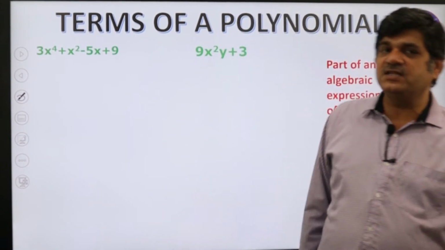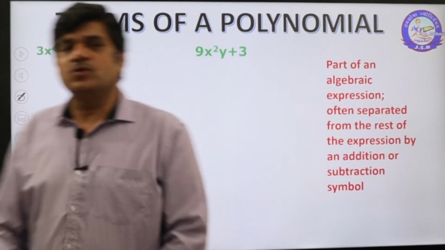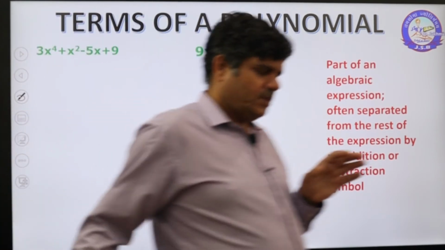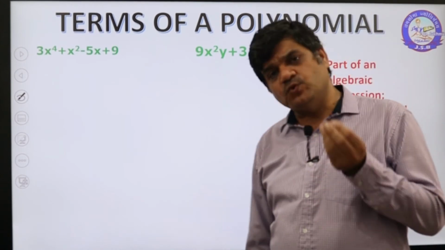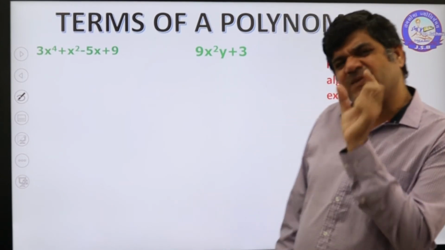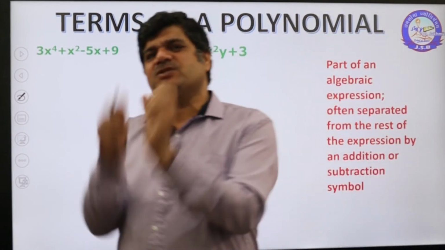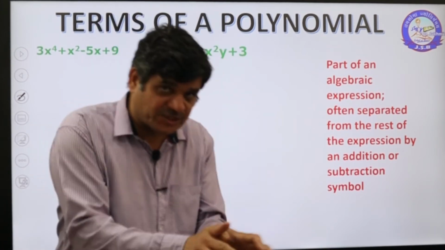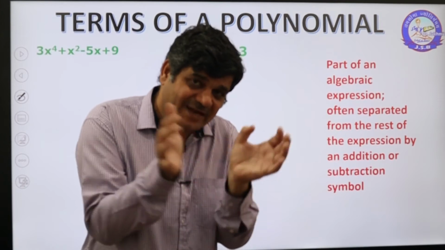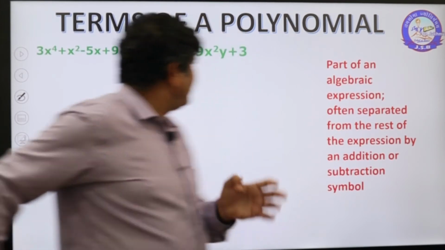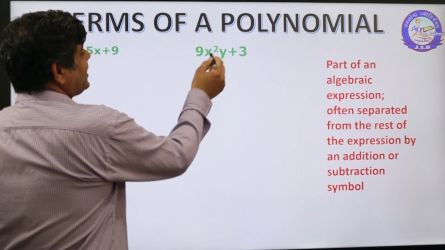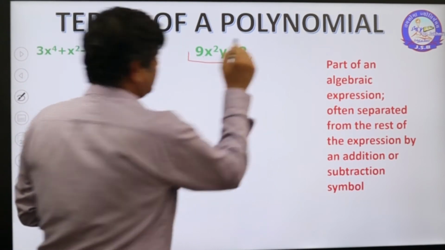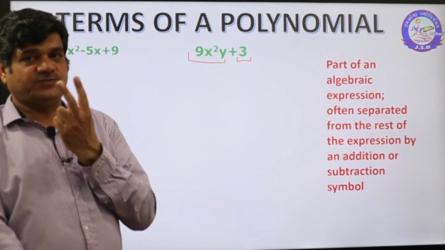Now, after understanding what is a polynomial, we should know the terms of polynomial. Look, a polynomial is just an expression. It may have just one term. It may have 2 terms, 3 terms. Terms means whichever portions are actually connected by addition or subtraction. That means the portions of the expression which are connected by addition or subtraction. For example, if you look here, 9x square y, all these are multiplied. So this is one term. And this is another term. So I will say this polynomial is just 2 terms.